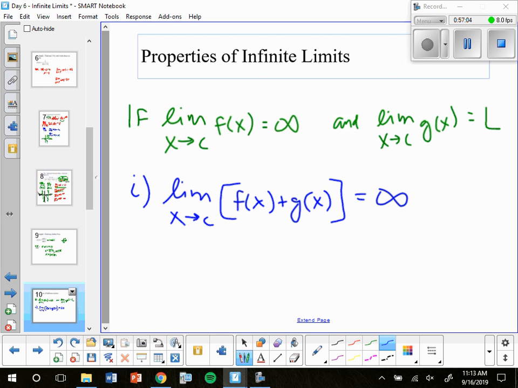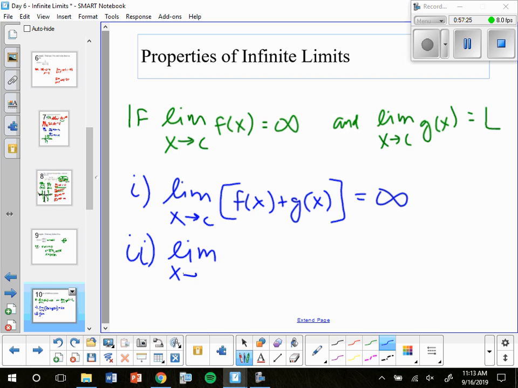Does that make sense? If one's going to infinity, it doesn't matter what the other one's doing, if it's just approaching some number. What happens if this one's going to infinity and that one's going to negative infinity? Sometimes they cancel, but sometimes they don't. That's an indeterminate form. We have to do some work to figure out what's going on. We'll get more of that later.